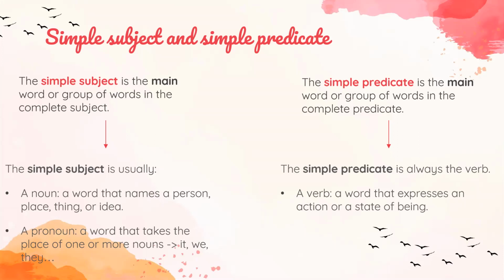The simple predicate is always the verb, a verb being a word that expresses an action or a state of being. This is an important difference, guys, because the predicate is always going to be the verb, the simple predicate, I mean. There is no way that an adverb or an adjective or a noun can be the simple predicate, only verbs. In the case of the subject, however, it could be a noun or it could be a pronoun. Okay, so be mindful of that. Let's continue.